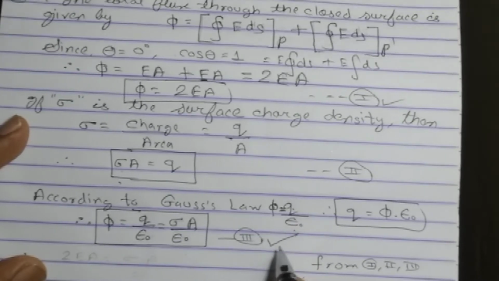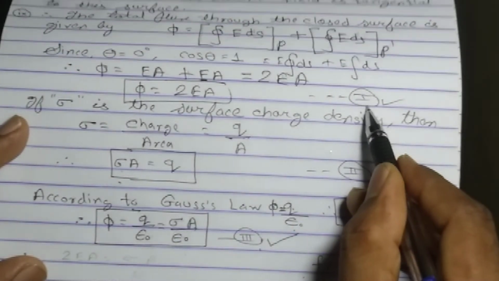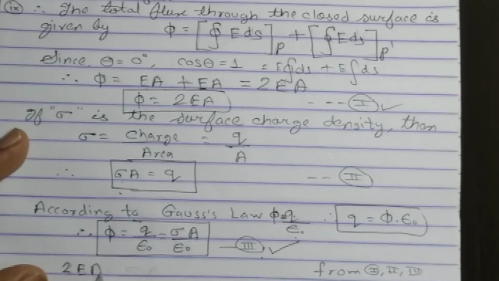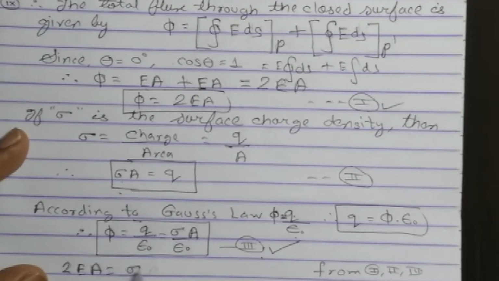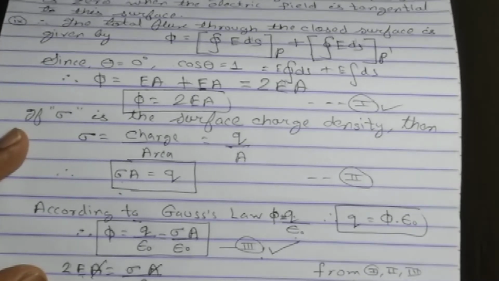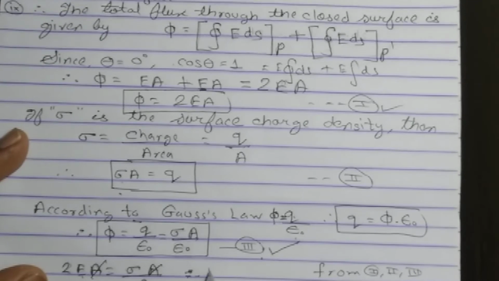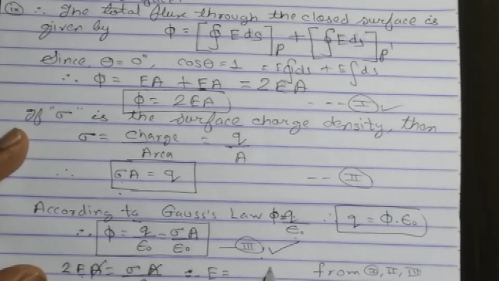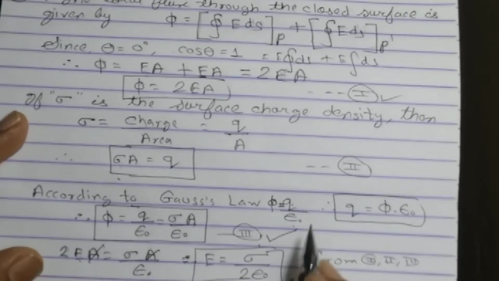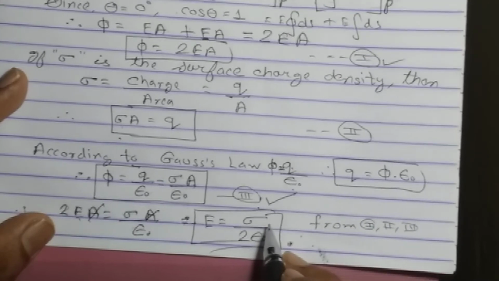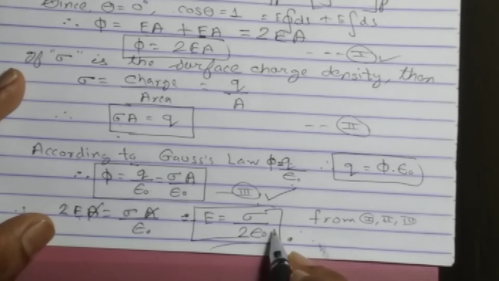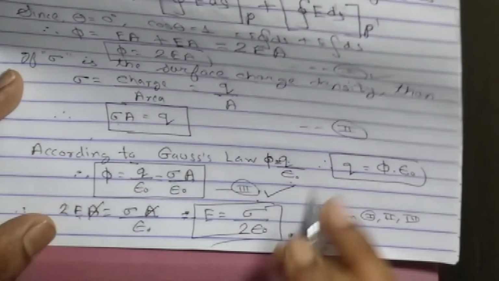Students, I am equating equation number 3 and equation number 1. What is equation number 1? Phi equals twice EA on the left hand side. And phi over here is sigma into A upon epsilon naught. Students, A gets cancelled. So E equals, therefore the final answer is, E equals sigma upon 2 epsilon naught. This is the electric field intensity at a point P, which is at a distance R, for the plane charge sheet. Okay, students?